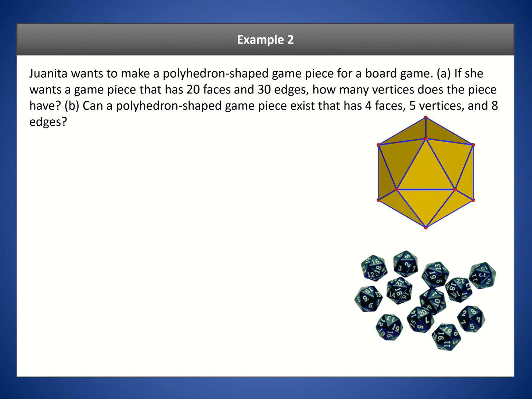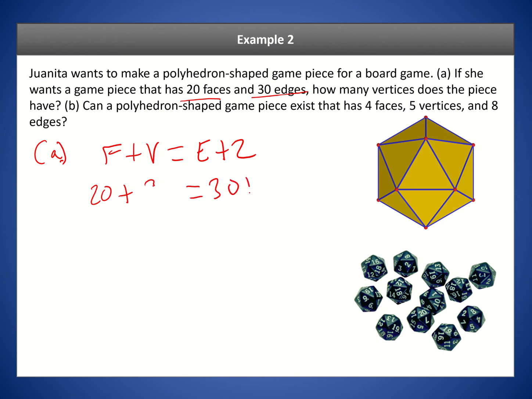All right, so Juanita wants to make a polyhedron-shaped game piece for a board game. If she wants a game piece that has 20 faces and 30 edges, how many vertices does the piece have? So if we want to figure that out, we use Euler's formula. The number of faces plus the vertices has to equal the edges plus 2. She has 20 faces, and she has 30 edges. So how many vertices does this game piece have?